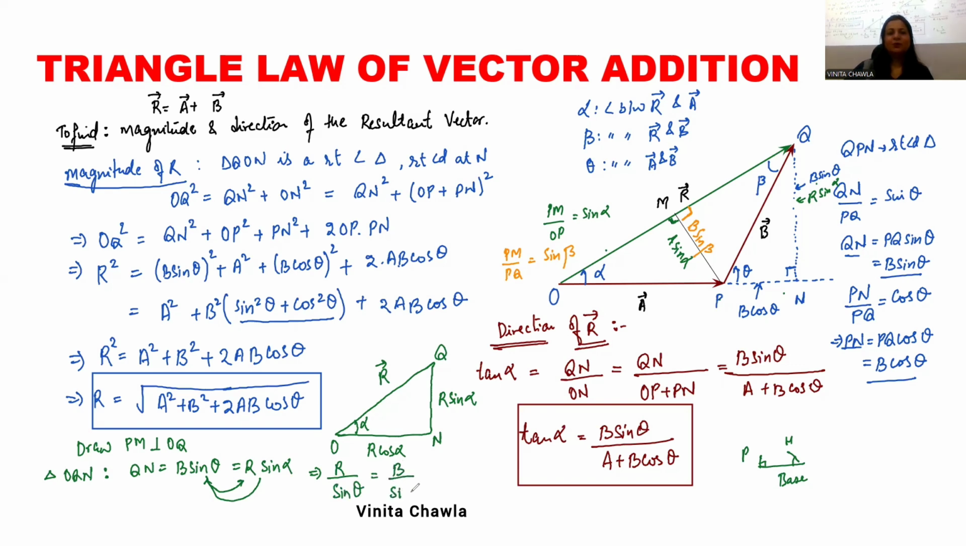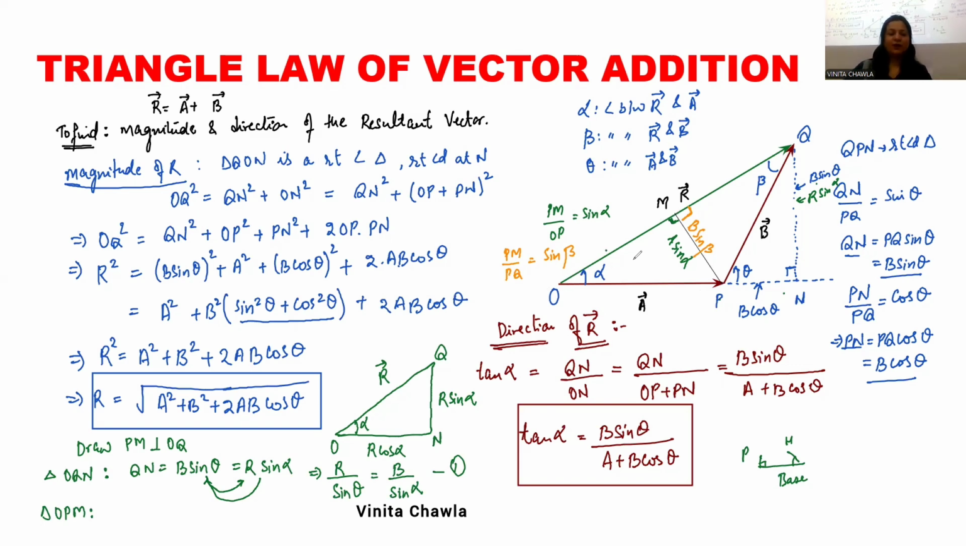Theta is the angle between vector A and vector B. Alpha is the angle between vector R and vector A. R upon sine theta equals B upon sine alpha. Let this be 1. Now consider another triangle, triangle OPM. OPM is here. This triangle.